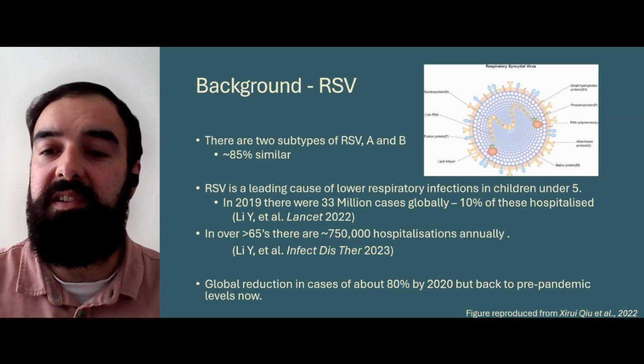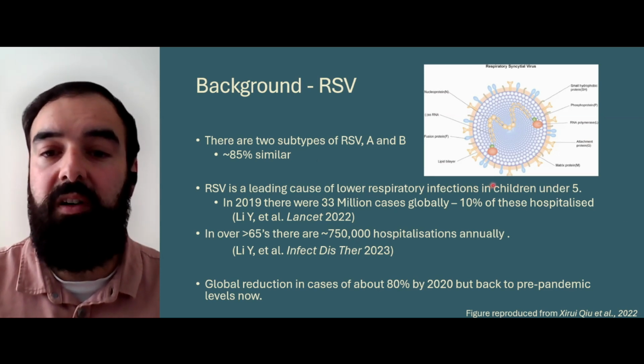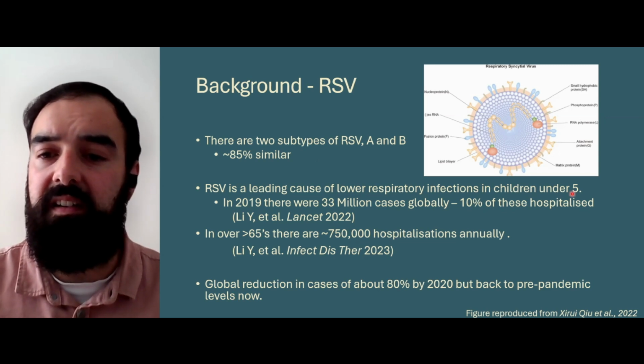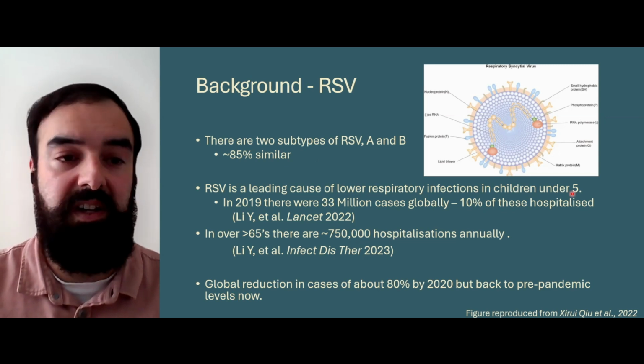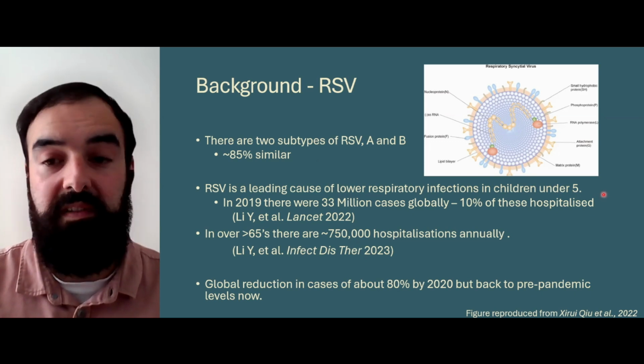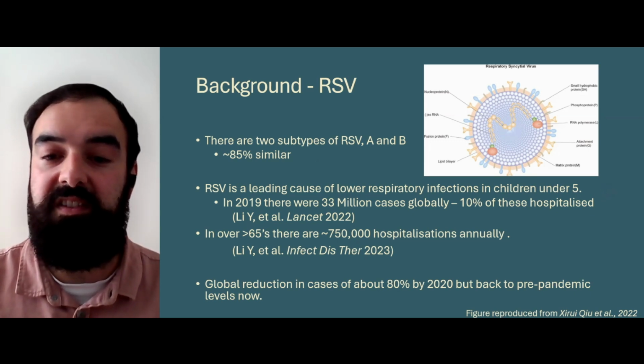It's an incredibly common respiratory pathogen, with almost all children having been infected by the age of 3. And during the height of the season, RSV is one of the leading causes of admission into the pediatric ICU. It also seriously affects older populations, with around 750,000 hospitalizations annually.